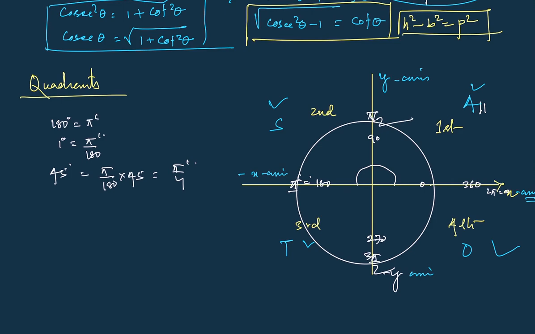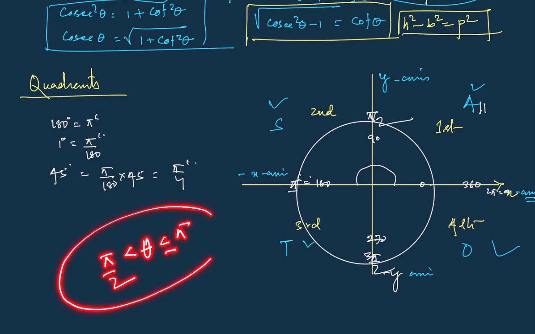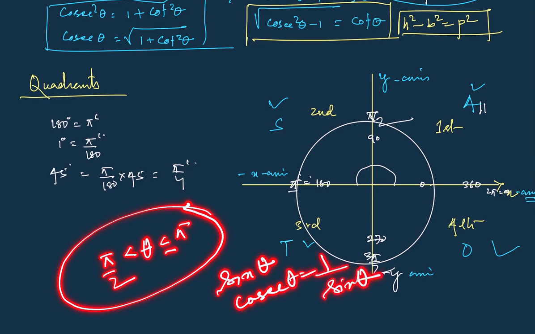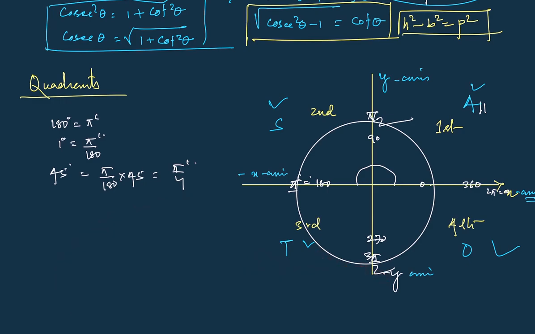What is the second quadrant? Second quadrant means this theta will be lying between pi by 2 and pi. In the second quadrant only sine is positive and cosec is positive, because cosec is nothing but 1 by sine theta. Apart from this, all the others are negative, like tan theta, cot theta, sec theta, all negative.